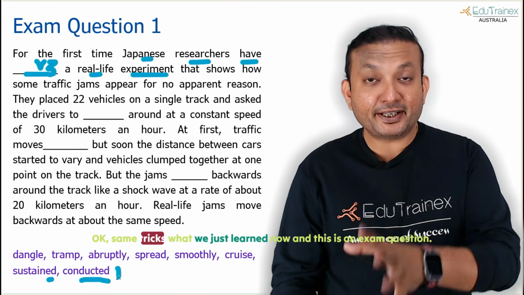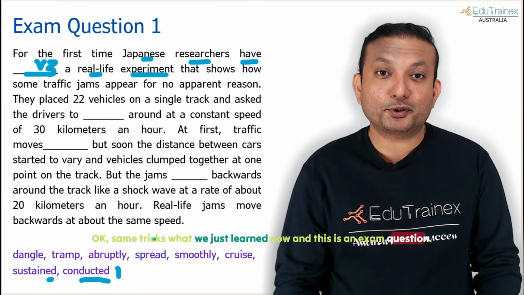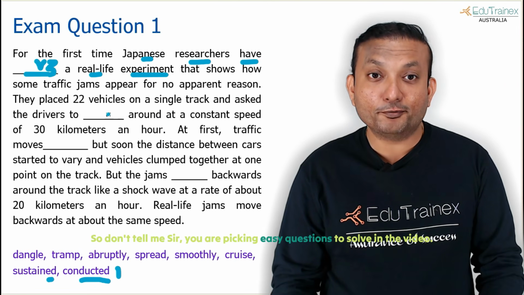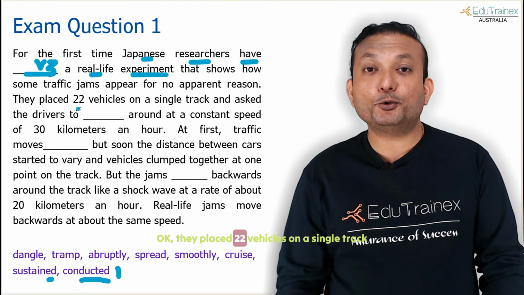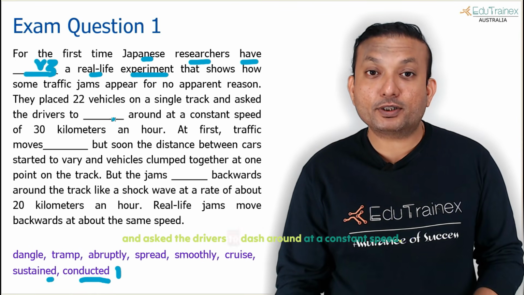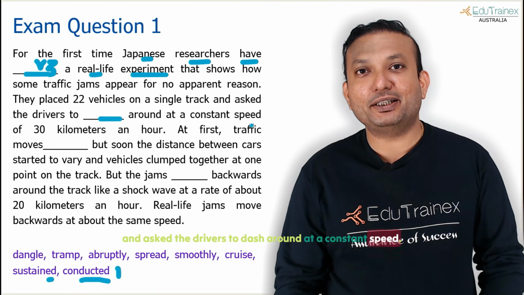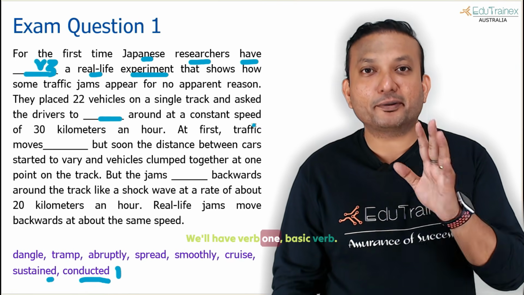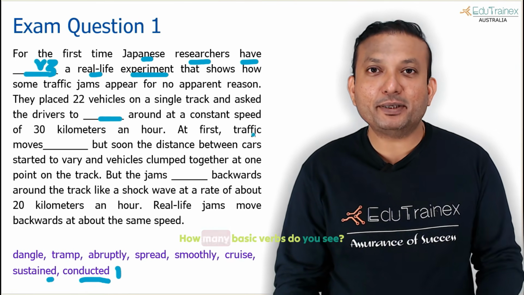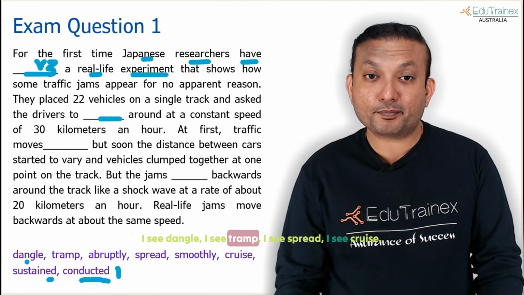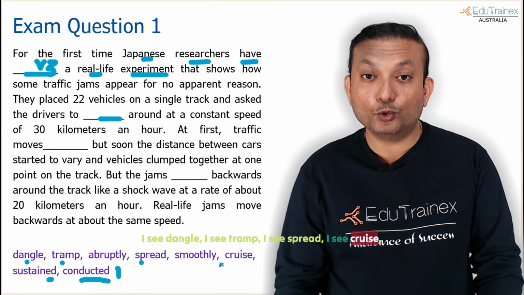Okay. Same tricks what we just learned now. And this is an exam question. So don't tell me, sir, you're picking easy questions to solve in the video. Okay. They placed 22 vehicles on a single track and asked the drivers to dash around at a constant speed. Now, what did I discuss? After to, we'll have verb 1, basic verb. How many basic verbs do you see? I see dangle, I see tramp, I see spread, I see cruise.